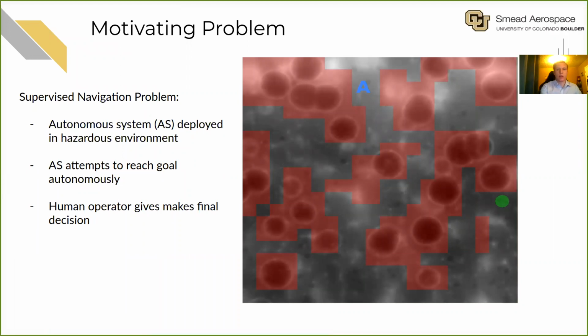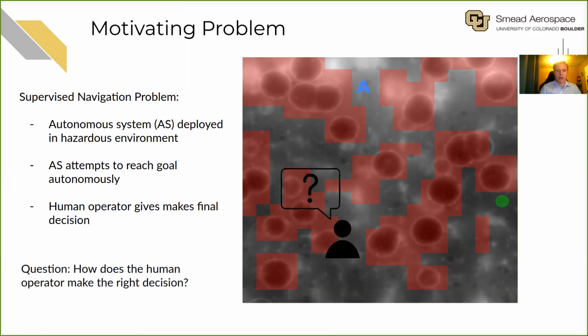Consider, if you will, an autonomous system deployed into a hazardous environment as given in the figure on the right. The starting location of the autonomous system is given by this green circle, and the system seeks to navigate this environment to a goal location given by this letter A here. This is a supervised navigation problem. As such, a human operator makes the final decision whether or not the autonomous system should attempt the traverse or not. The question we're really addressing here is, how does the human operator know which decision to make?